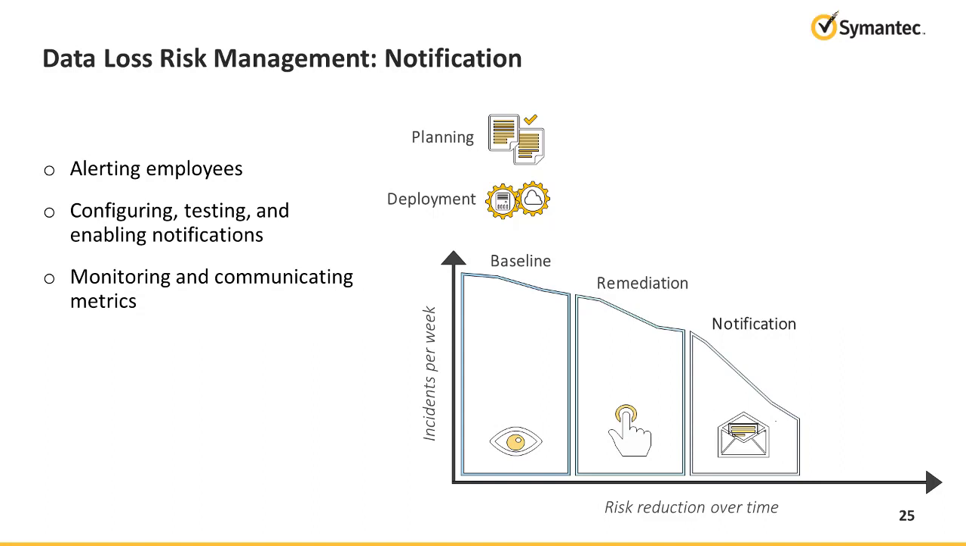Symantec recommends that the organizations be transparent and open with their employees about their DLP program initiative. This open communication involves employees in the program and encourages proactive risk reduction across the organization. The key steps in this phase include alerting employees, configuring testing and enabling notifications, and monitoring and communicating metrics. Customers frequently see a dramatic reduction in incidents after notifications are enabled. All the work accomplished in the planning phase around employee communications helps make this the shortest of the phases as well.